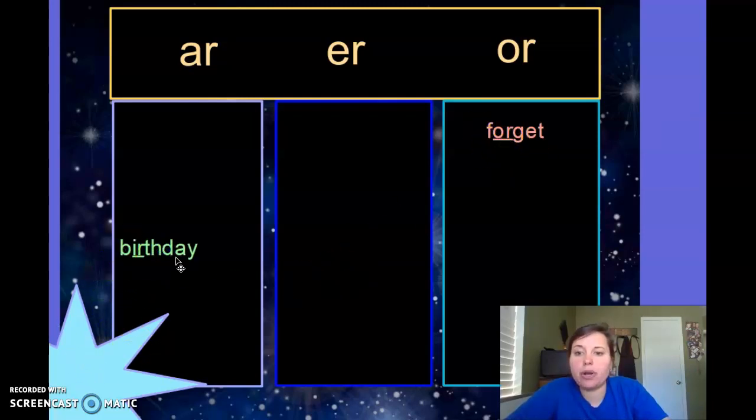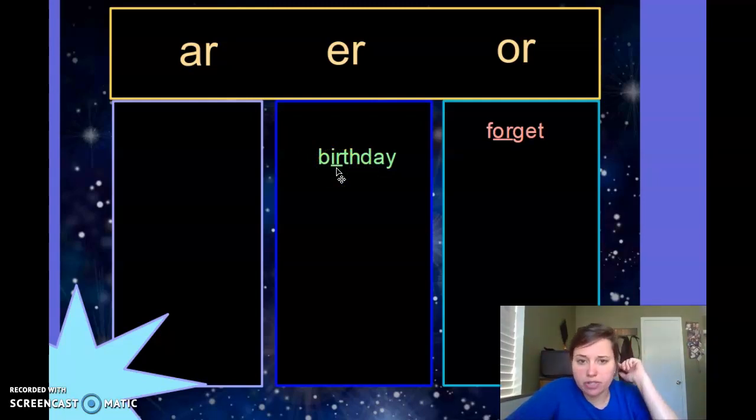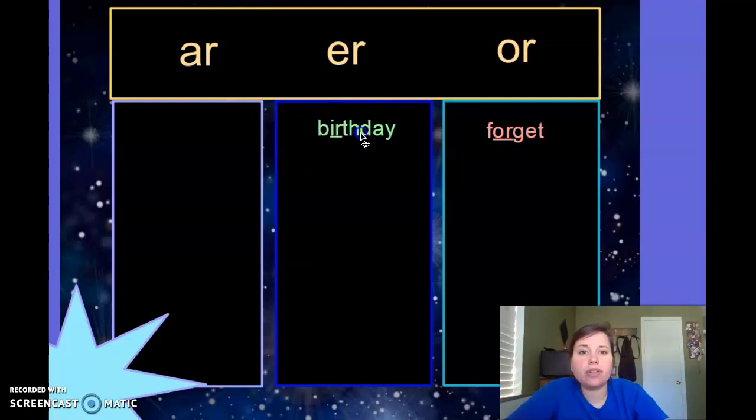Our next word is birthday. Is that going to be AR, ER, or OR? This one's a little bit more tricky because it has some different letters, but what we want to focus on is the sound. So bird. That one is actually going to stay in the ER. And our next word is party. Party. AR. Sounds like AR, like a pirate. Army, maybe. And we match up our ARs.